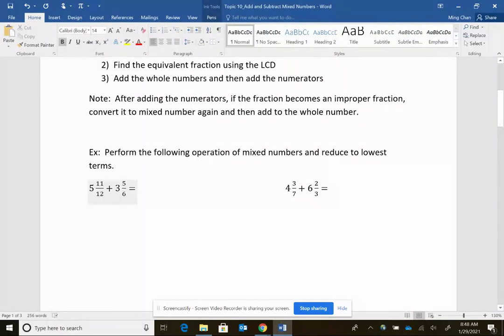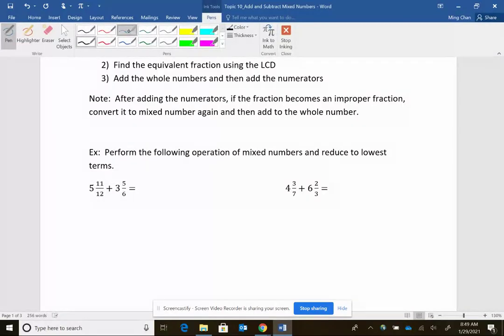The LCD between 12 and 6 has to be 12. So I'm still going to have my 5. The denominator LCD is 12. For the whole number 3, the LCD now is 12. The original denominator 12 going to the new 12 is 1 times, so the numerator times 1 is 11. The denominator 6 becomes the new denominator, the new LCD 12. We have to multiply by 2, so my numerator will be times 2 as well. That becomes 10. This is the second step, finding the equivalent fractions using the LCD.